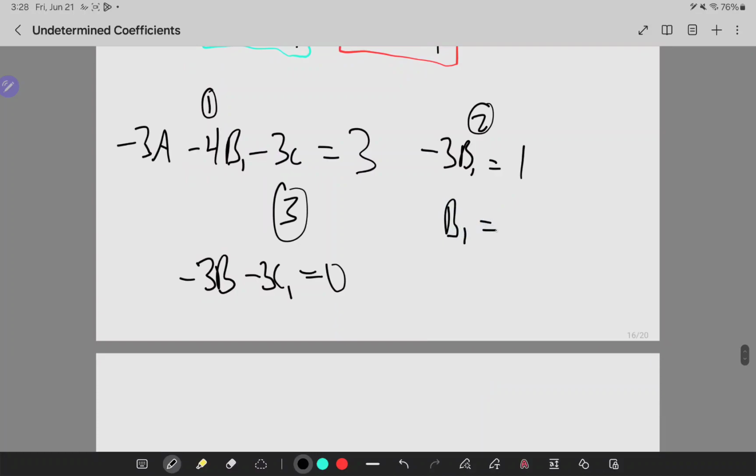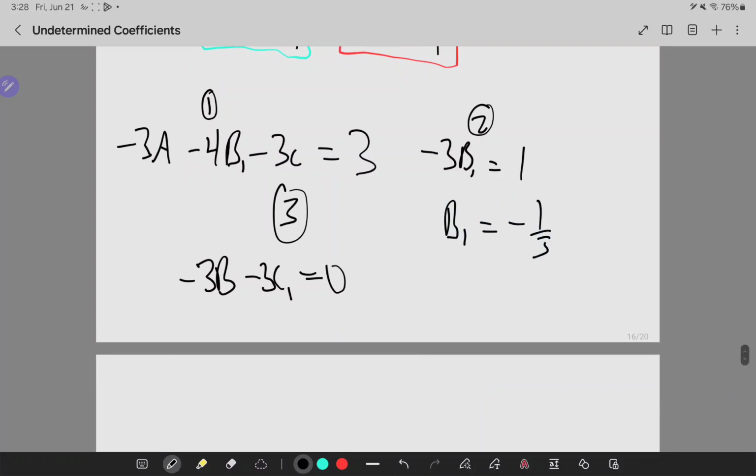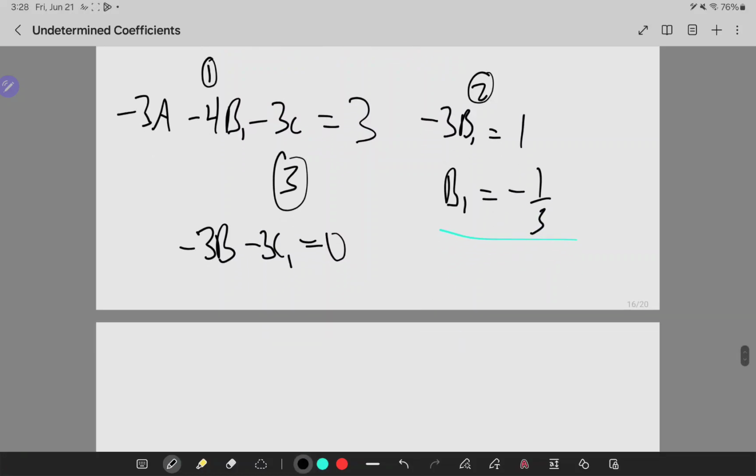B1 is easy to solve for, right? Negative 1/3. Very nice. So if we know what B1 is, we can plug that into here. So we have minus 3a minus, what does that be? Plus 4/3 minus 3c is equal to 3.